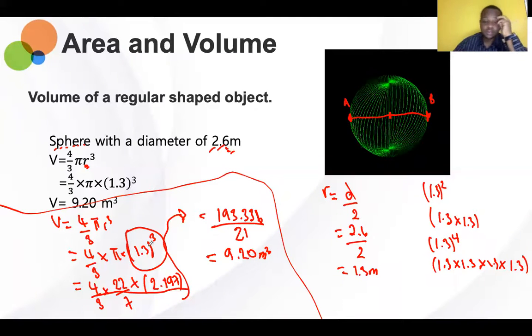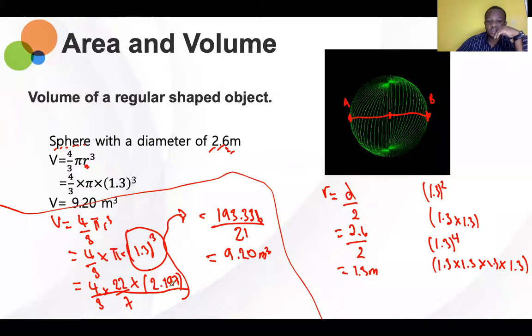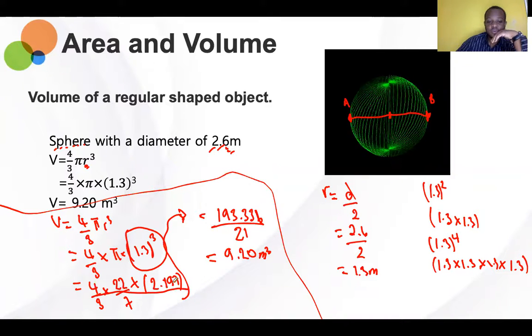All right. So how would we calculate 1.3 cubed? How would you do that? It will be 1.3 times 1.3 times 1.3, right? Yes, sir. So we would get a final answer of 2.197.